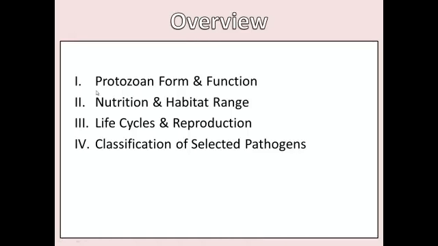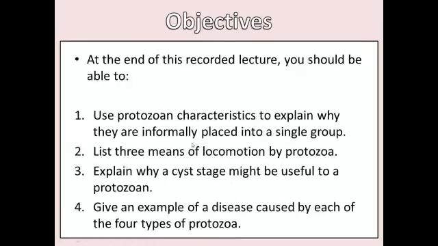Specifically, we're going to talk about protozoan form and function, nutrition and habitat range, life cycles and reproduction, and classification of selected pathogens. At the end of this recorded lecture, you should be able to use protozoan characteristics to explain why they are informally placed in a single group, list 3 means of locomotion by protozoa, explain why a cyst stage might be useful to a protozoan, and give examples of a disease caused by each of the 4 types of protozoa.